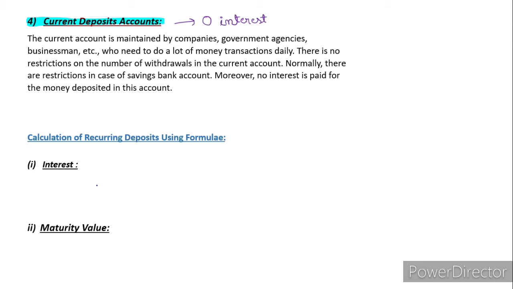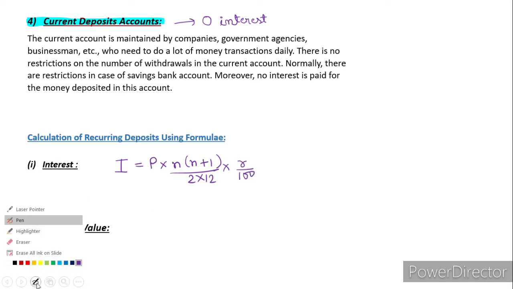So in this chapter we'll learn about only two formulas. First is interest. How to find interest? The formula for finding interest is I = P × n(n+1)/2 × 1/12 × R/100. Now let us know what is this P, N, R.